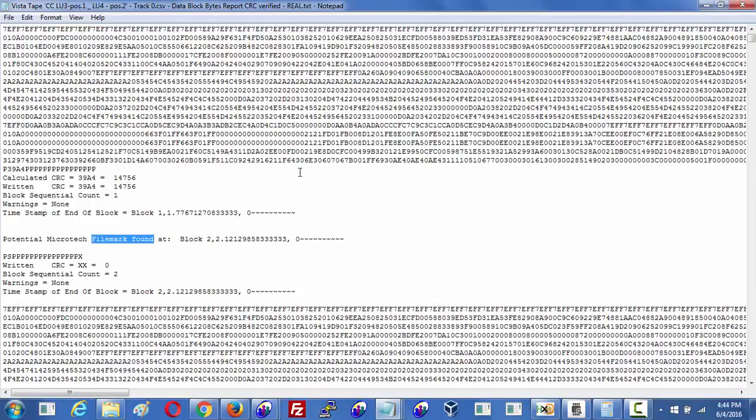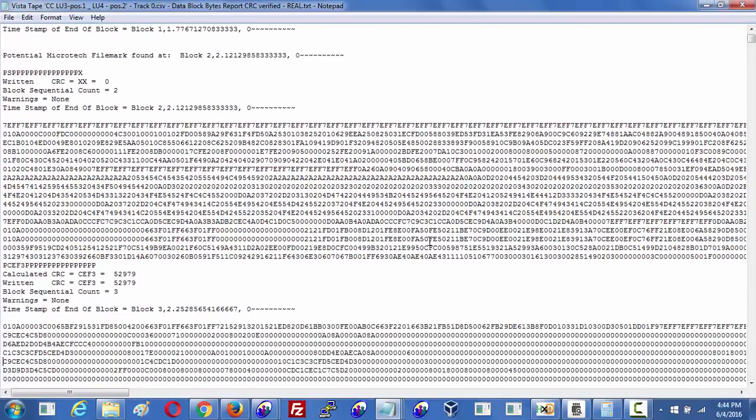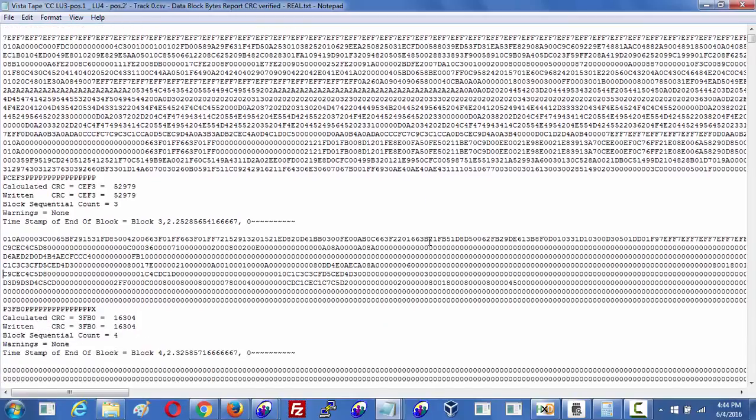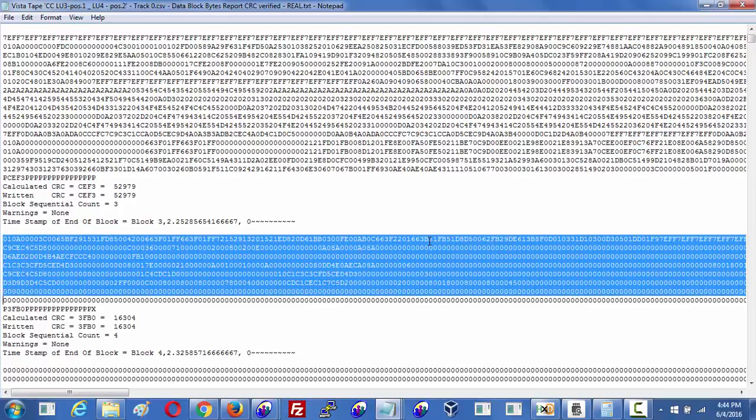Here, I have a lot of files open, isn't that fun? So here on the data block bytes report, which is the master report that my programs create that I use to diagnose pretty much everything, because it has all the information on each data block that I would want to analyze. The first block is 8,192 bytes. The second block is a file mark. The third block is 8,192 bytes. And the fourth block is 4,096 bytes.